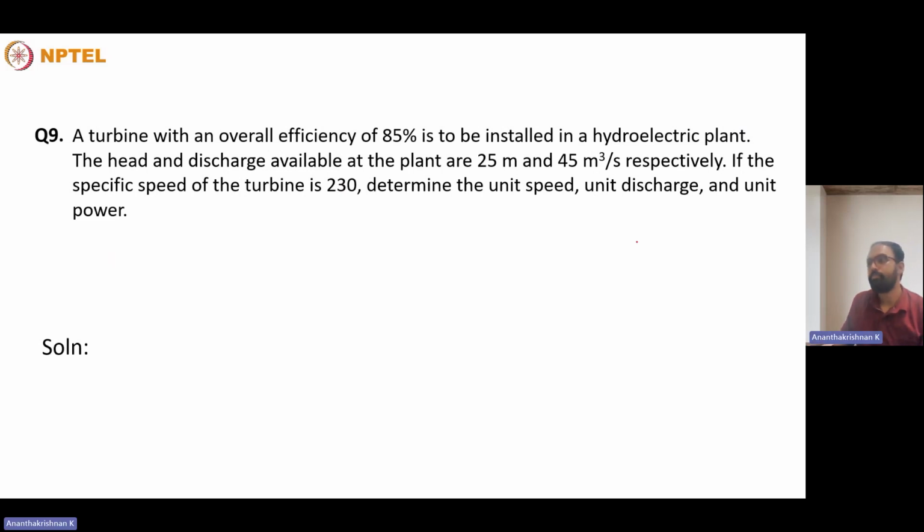Look into the next problem. It is a numerical question to calculate the unit quantities.